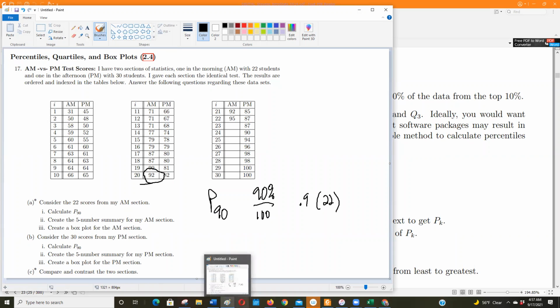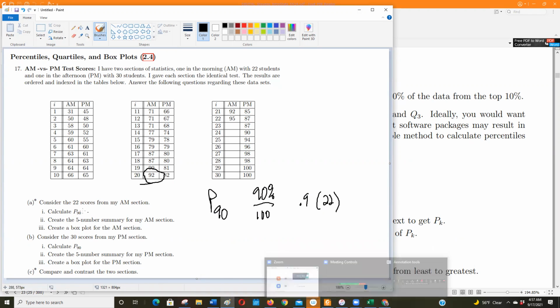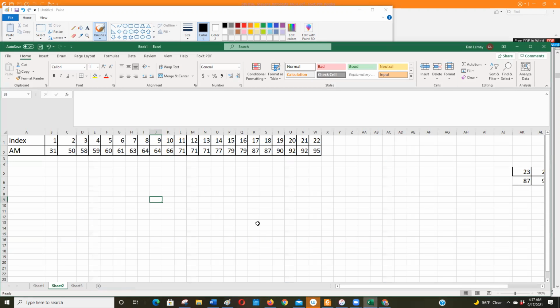So let's come back to my spreadsheet. The next part of this question is to find the five-number summary. Well, we know the five-number summary is the minimum value, the lower quartile. So 0% of the data is smaller than the minimum, and 25% of the data is smaller than the lower quartile.